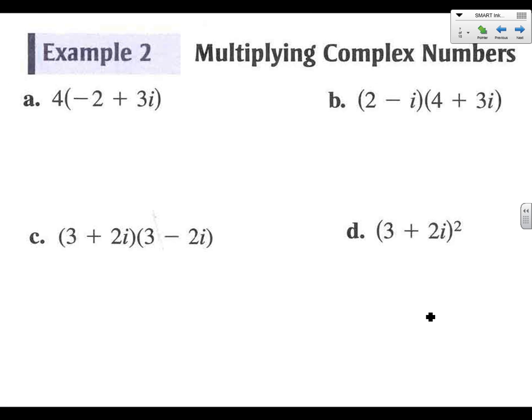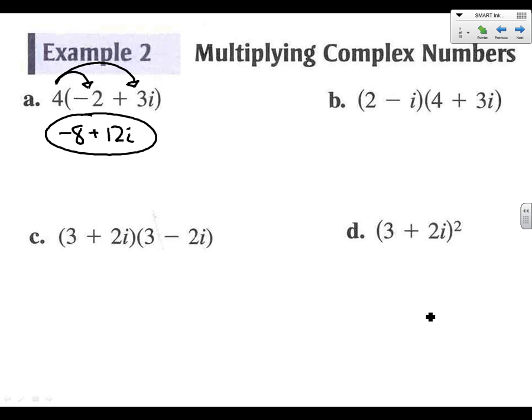Alright, moving right along to example 2, we're going to do the exact same thing we did in example 1, only this time we are multiplying. So, if we don't have to FOIL, if we can just distribute, this 4 is going to distribute to both the real and the imaginary sections. We're going to end up with 4 times negative 2, which is negative 8. We're going to end up with 4 times 3, which is 12, and we leave the i tacked on to the end. So we'll have negative 8 plus 12i.